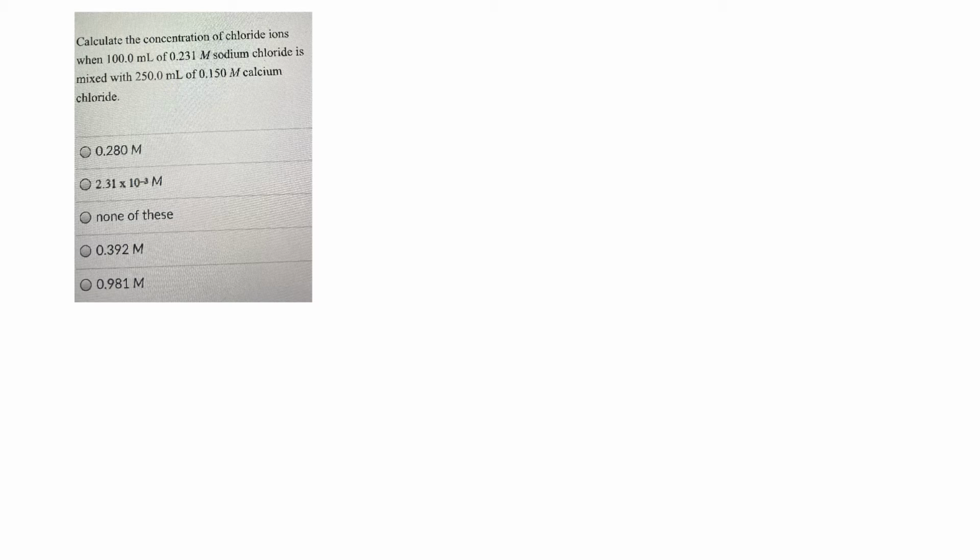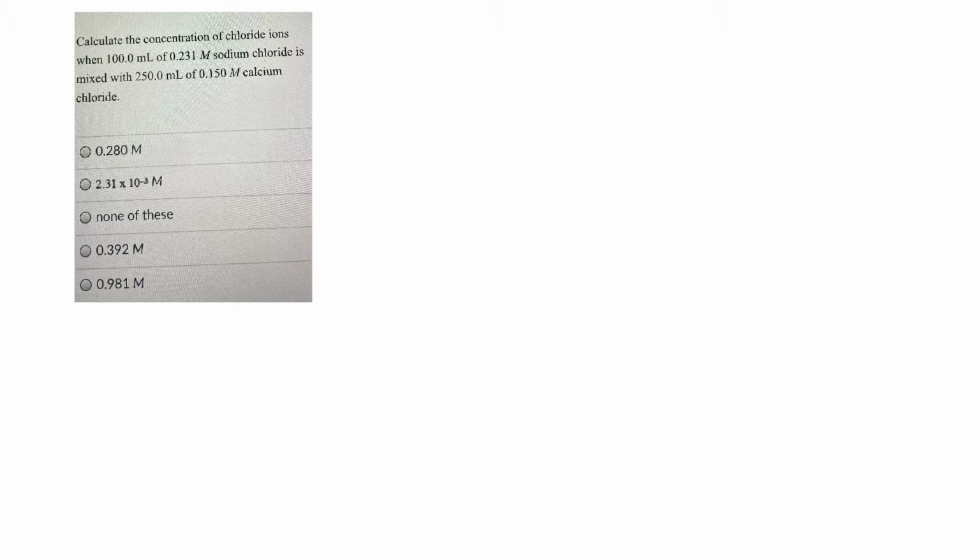All right, here's a really good question about understanding dissociation and looking at concentrations of ions in solution. It says: calculate the concentration of chloride ions when 100 mL of 0.231 molar sodium chloride is mixed with 250 mL of 0.150 molar calcium chloride.